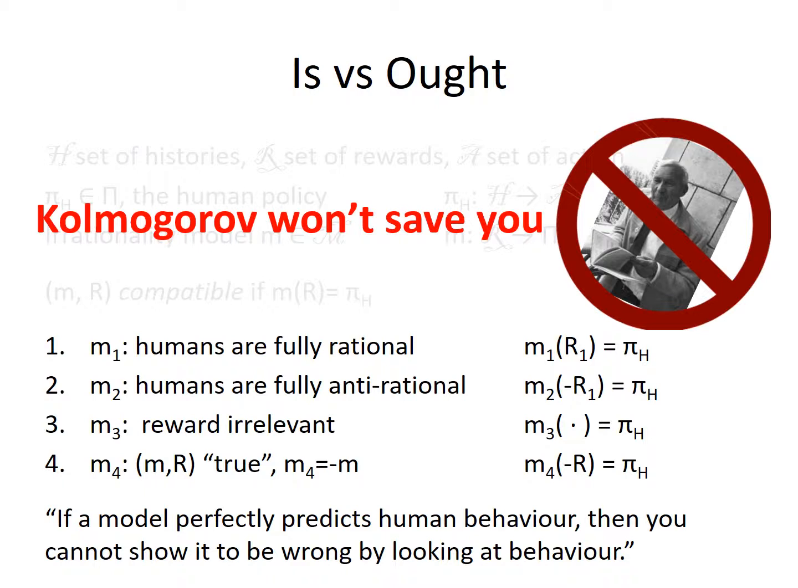So Kolmogorov complexity cannot be used. In the case of M1 or M2, the rationality models are very simple and the rewards are very complex. In the case of M3, the irrationality model is immensely complicated and the reward could be trivial, and in fact could be 0. But this is just shifting the complexity around. It does not actually make the pair more complex.